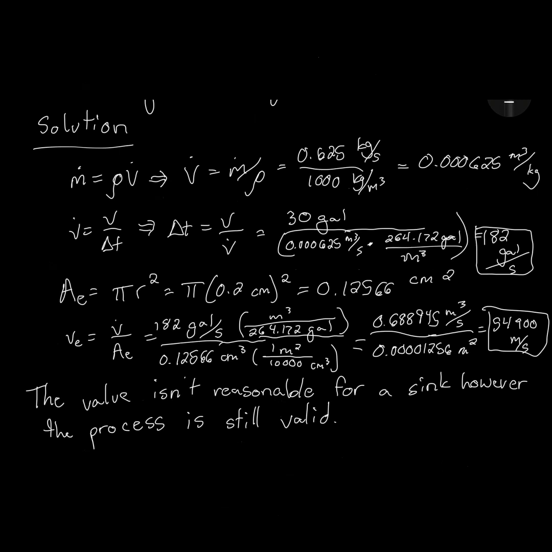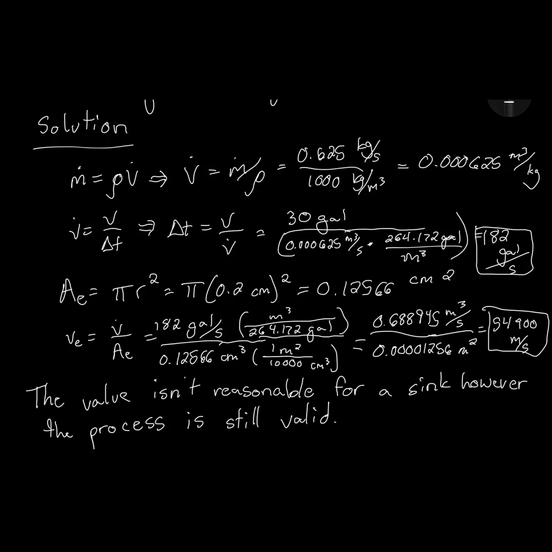The solution. So I take the mass flow rate equal to density times volumetric flow rate. We work it to volumetric flow rate equals mass flow rate over density, which I come out with 0.000625 meters cubed per second. I then take the volumetric flow rate and equate it to volume over delta T. The delta T is then equal to 30 gallons over the 0.000625 meters cubed per second that we found in the previous step, and I multiply it by 264.172 gallons per meter cubed to translate to 182 seconds.